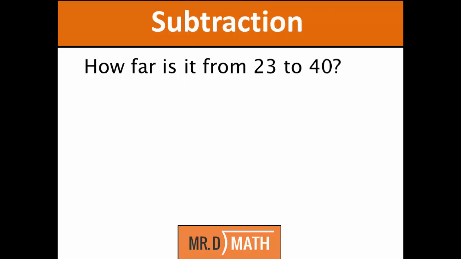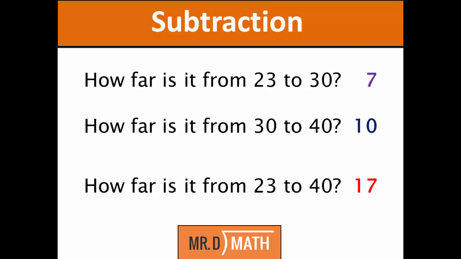How far from 23 to 40? Watch how easy this is to do. Go from the 23, go up to the next 10, which is 7. Now you're at 30. Go from 30 to 40, which is 10, and you went a total of 17. Hey, wait a minute, that's the subtraction problem. How far is it from 23 to 30? 7. How far is it from 30 to 40? 10. How far then is it from 23 to 40? A total of 17, or a distance of 17.